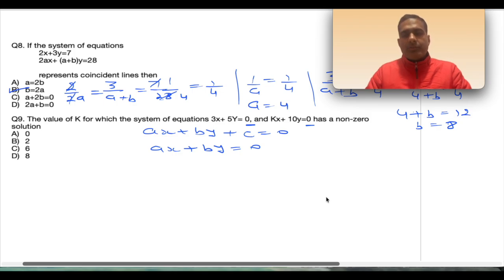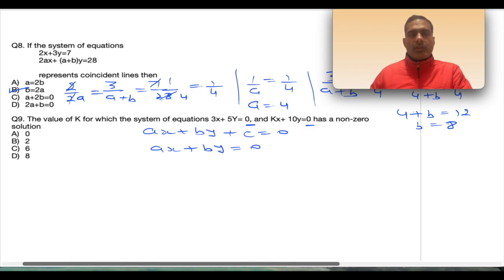Now as we have visualized graphically, these two lines are always passing through the origin, so 0, 0 is always a solution whatever the value of k. But the question is asking for a non-zero solution. Two lines can either intersect at one point or they can be coincident. These are the only two situations because they will always have the solution 0, 0. So these two lines should be coincident to have a non-zero solution.